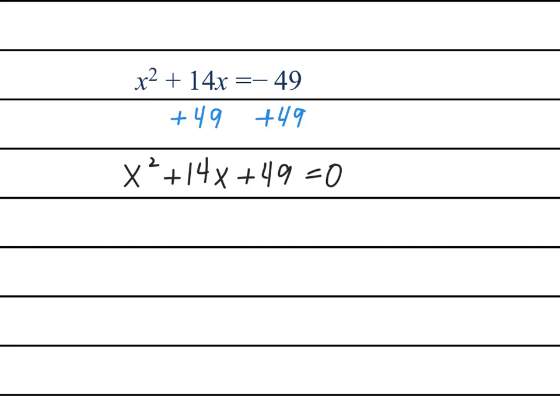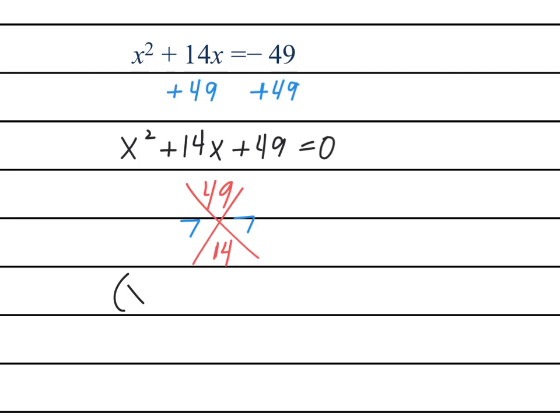Is there a GCF? Nope. A is equal to 1 though, so you just have to find 2 numbers that multiply to 49 and add to 14. That's an easy one, I hope. What are they? 7 and 7. Okay. So we write this as x plus 7 times x plus 7 equals 0.